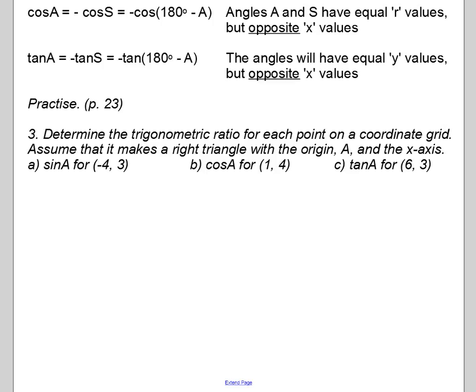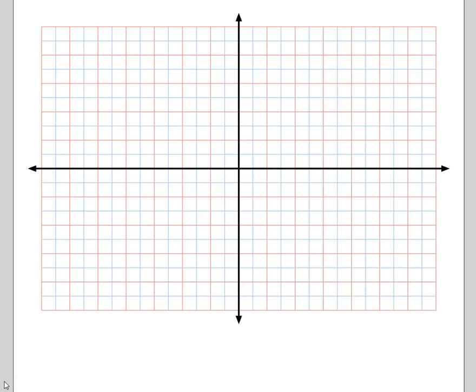Okay, so I'm returning to the second last page of your handout package. Question number 3, which is found on page 23 of your text, asks the question: what would be the trigonometric ratio for a given point on a coordinate grid, assuming that it makes a right triangle with the origin and the x-axis? So I've selected 3 parts of that question, one for sine, one for cosine, one for tangent. I'm going to draw this to make it nice and visual for us, and we're going to calculate what the ratio would be. All right, so the first one, number 3a, is calculating the sine of A for the point -4, 3.